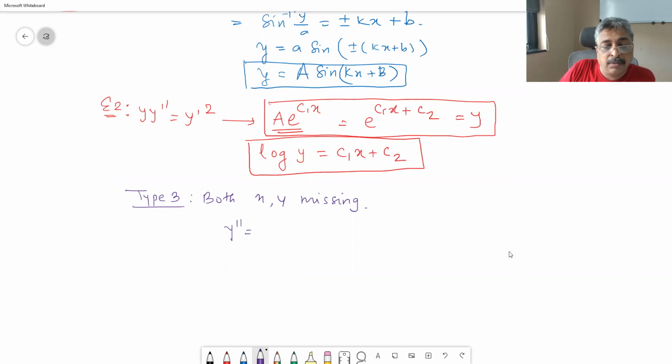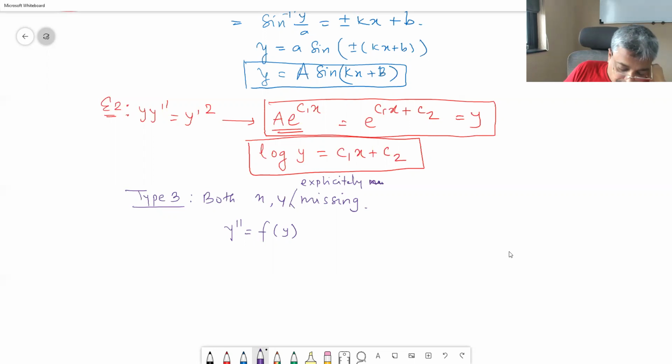Y double dash is equal to f of y, and does it mean x and y both are missing? I mean, explicitly, x and y explicitly missing. Okay. So if the equation is of the kind y double dash is equal to f of y, what are we supposed to do?